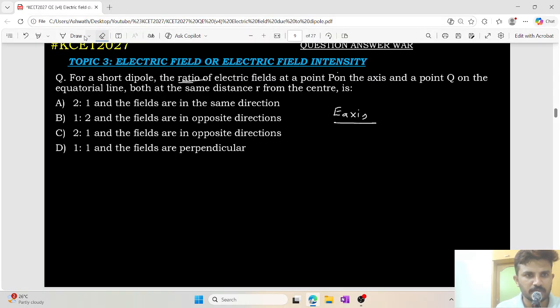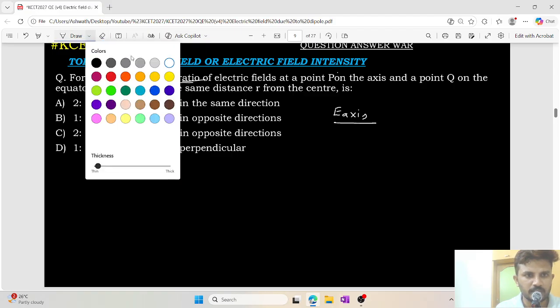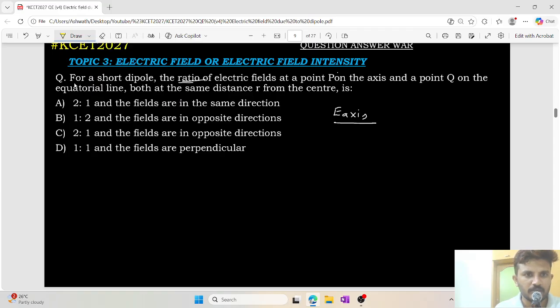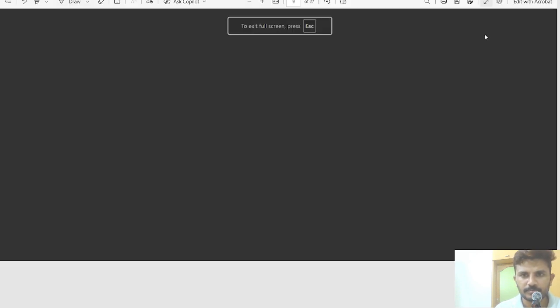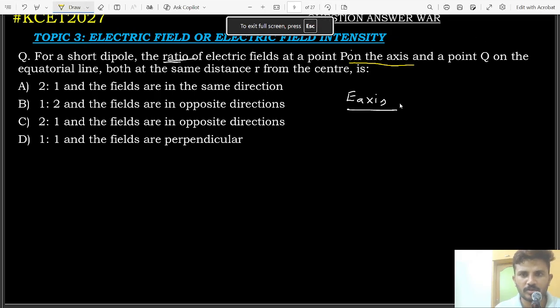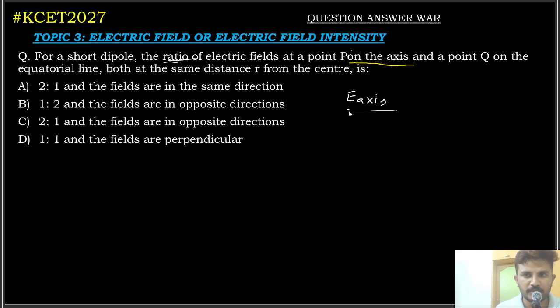This is just the typing mistake. Okay, for a short dipole, the ratio of electric field at point P on the axis divided by point Q on the equatorial line, both at the same distance, is given by E axis divided by E equatorial. Just now we have learned that it is 2 divided by 1.